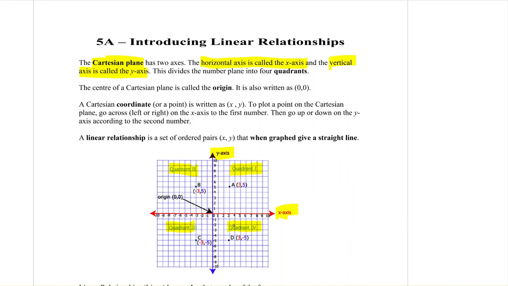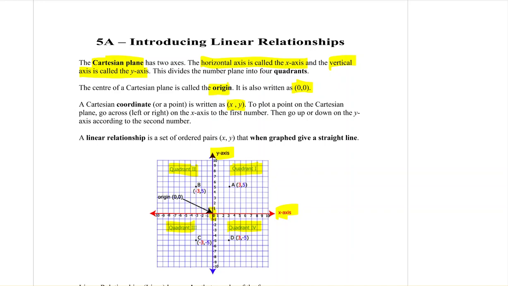The center of the Cartesian plane, right here in the middle, is the origin. It has the coordinates 0, 0. X is 0, y is 0. A Cartesian coordinate, or a point, is written in brackets with the x number first, comma, then the y number.